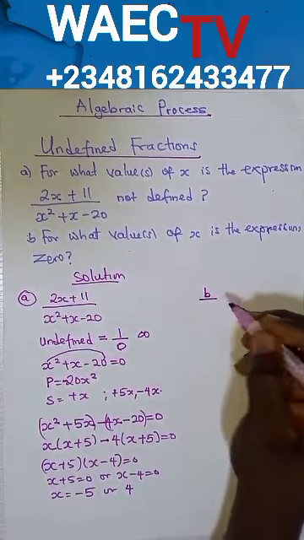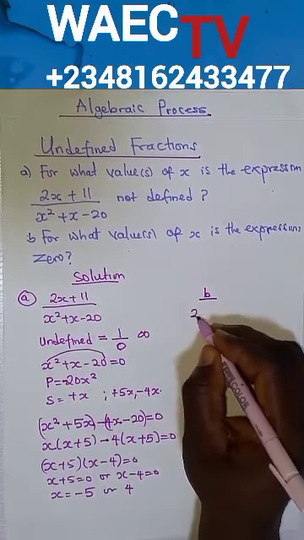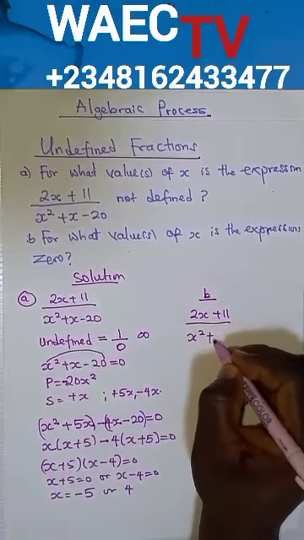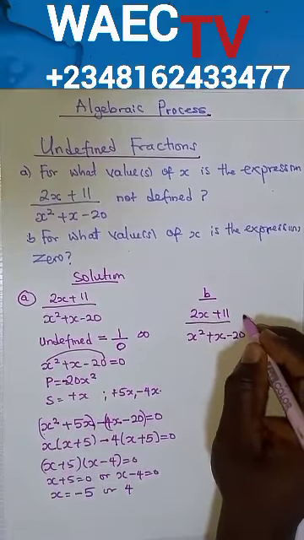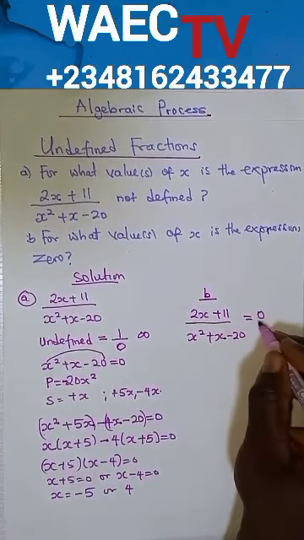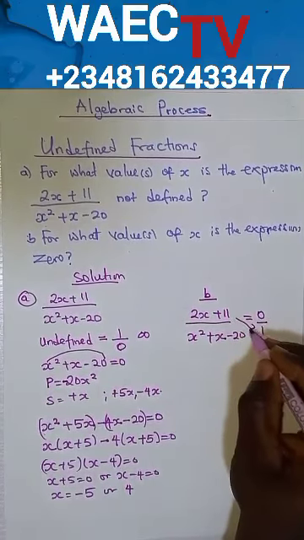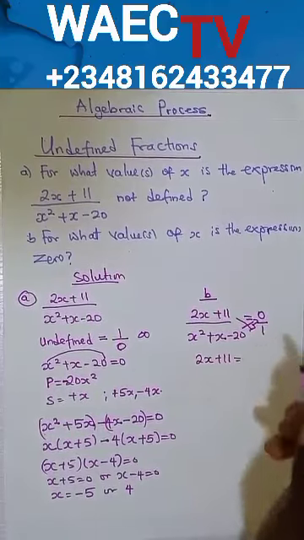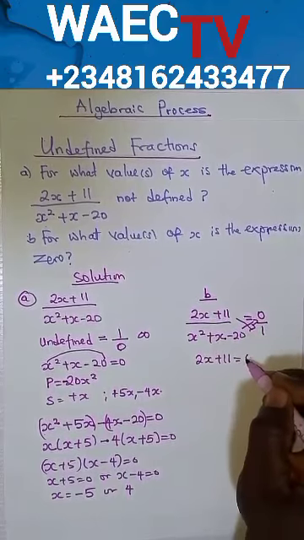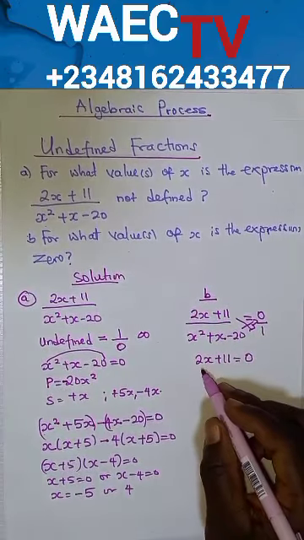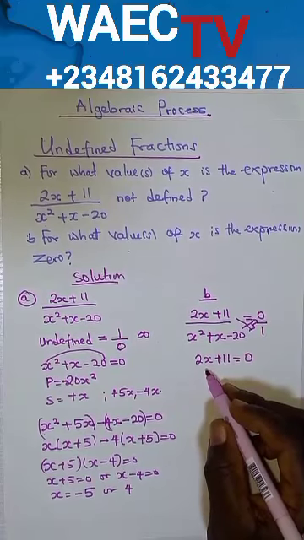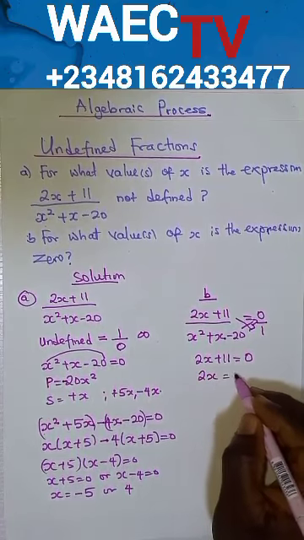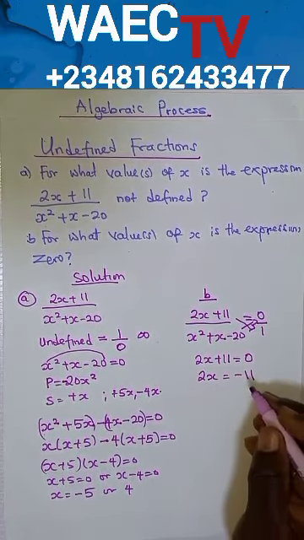B, for the expression to be 0, that means we have 2x plus 11 over x squared plus x minus 20 equals 0. All we have to do now is cross multiply. If we cross multiply, we have 2x plus 11 equals 0 times this, which simply gives us 0. That means we have here a linear equation, and for a linear equation you only have one answer. Solving this will give us 2x equals minus 11. This is done by collecting like terms.